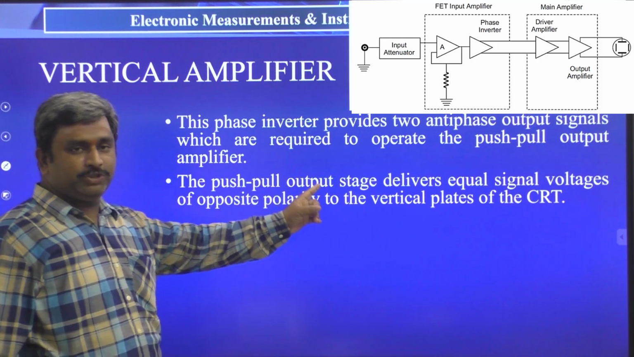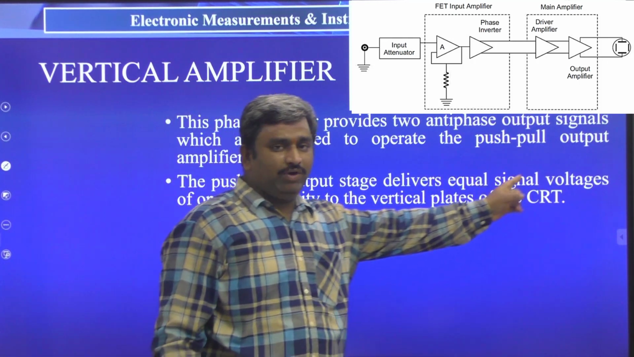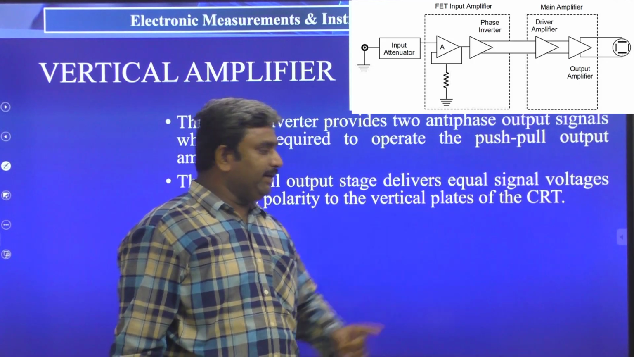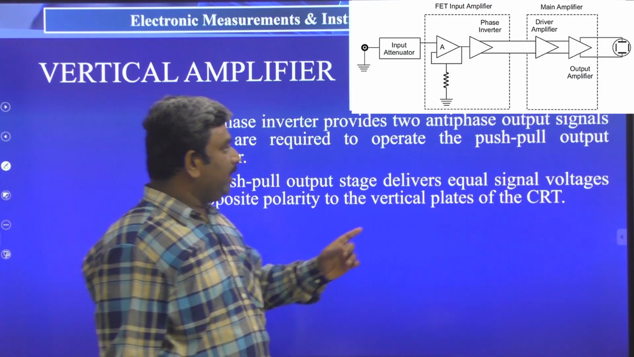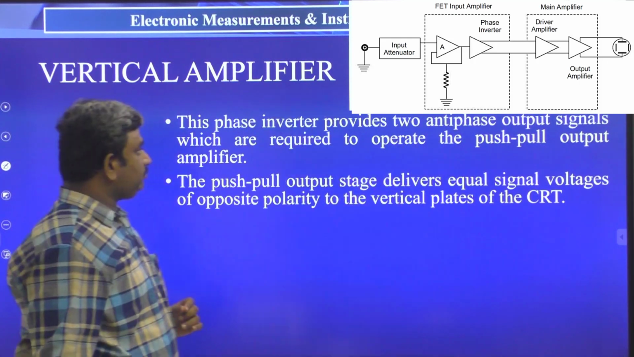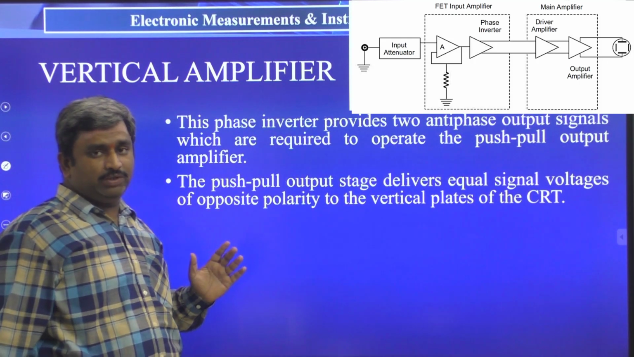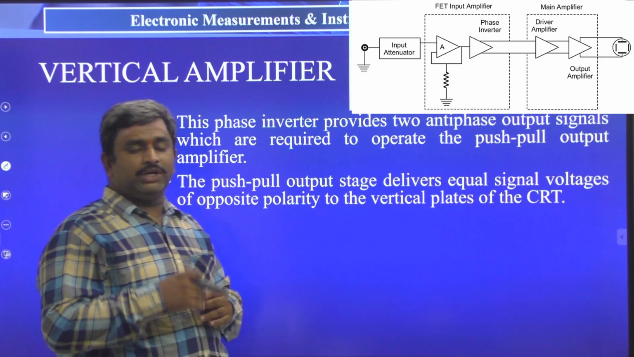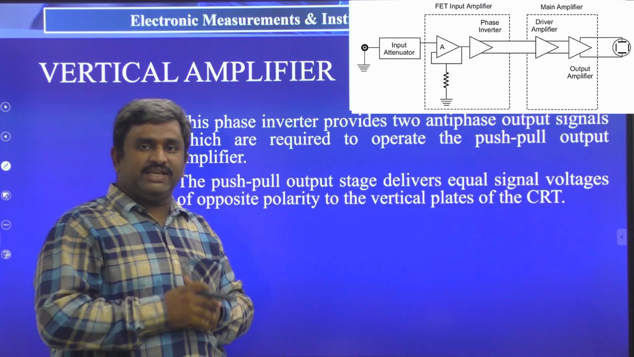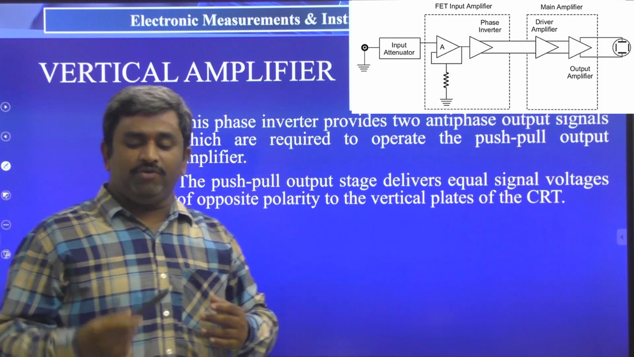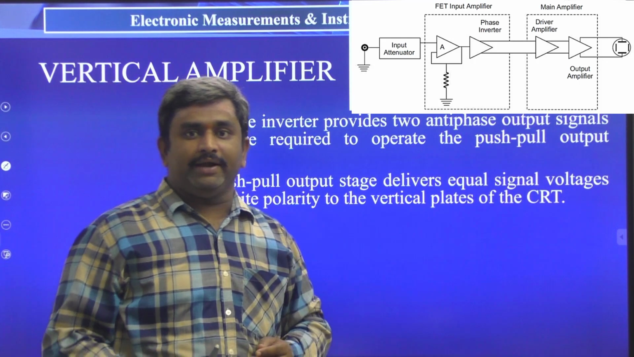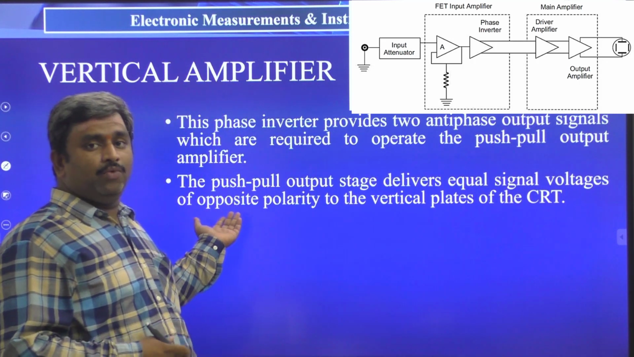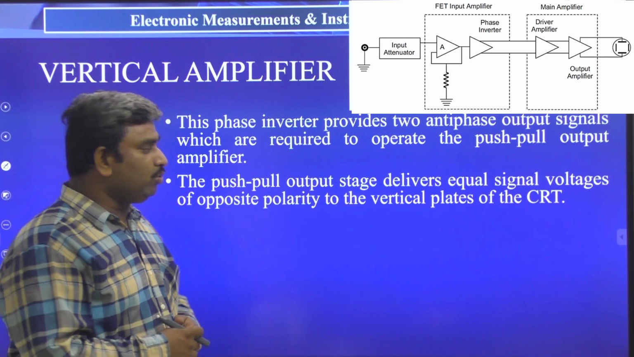The push-pull output stage delivers equal signal voltages of opposite polarities to the vertical plates of the CRT. At the output of the phase inverter circuit, we have two similar voltages but with opposite polarities, and those two outputs are given to the vertical plates.